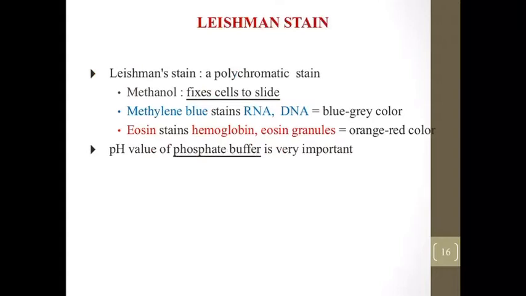Now, Leishman stain is a polychromatic stain. The components of the stain are, first, methanol, which fixes the cell to the slide so it is not washed off during the staining and washing. Next is methylene blue, which stains the RNA and DNA blue grey. Then eosin, which stains the hemoglobin and eosinophil granules orange red.